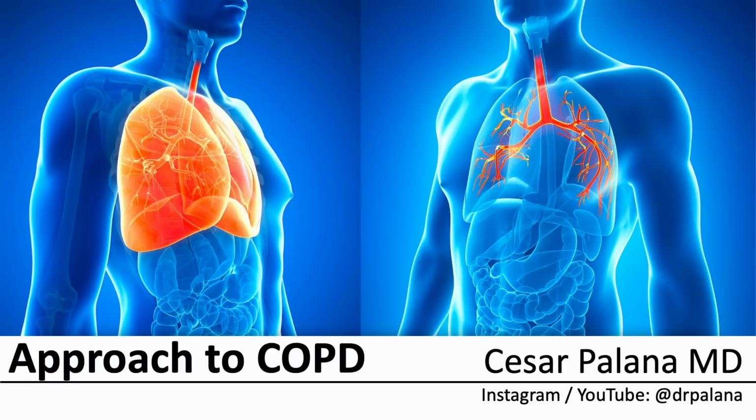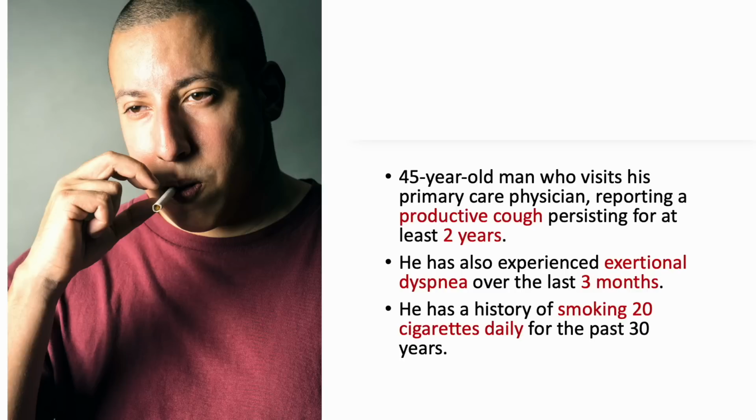What is the approach to a patient presenting with chronic obstructive pulmonary disease? Consider a case of a 45-year-old man who visits his primary care physician complaining of productive cough persisting for at least 2 years. He has also experienced exertional dyspnea over the last 3 months. He has a history of smoking about 60 cigarettes daily for the past 30 years.